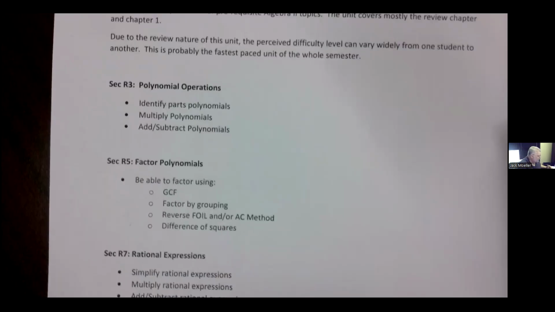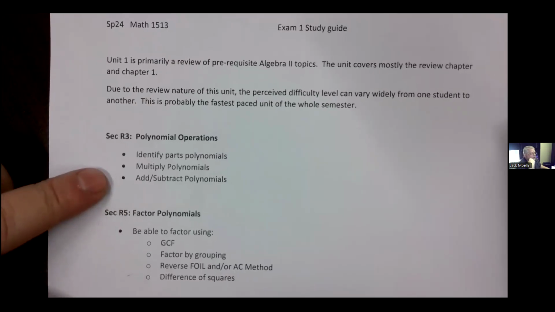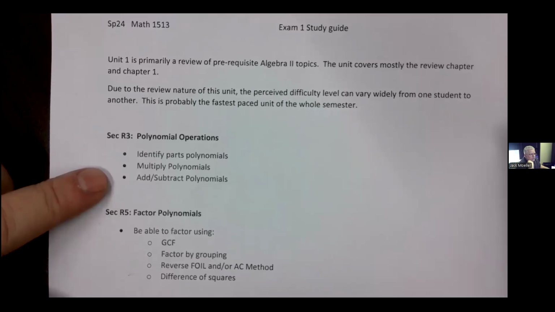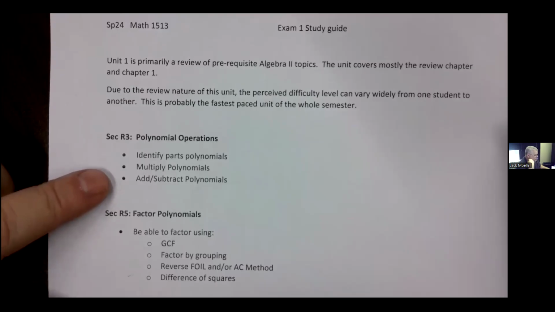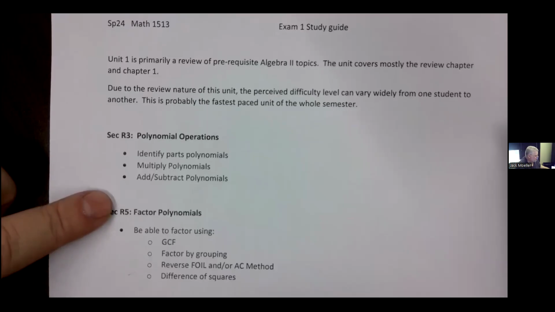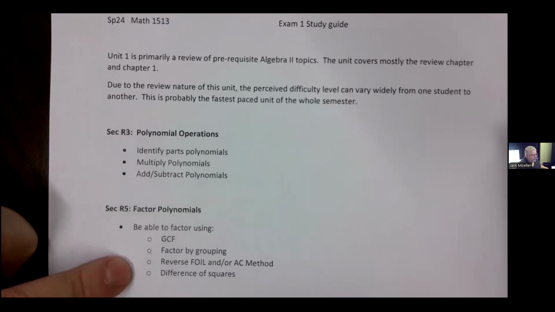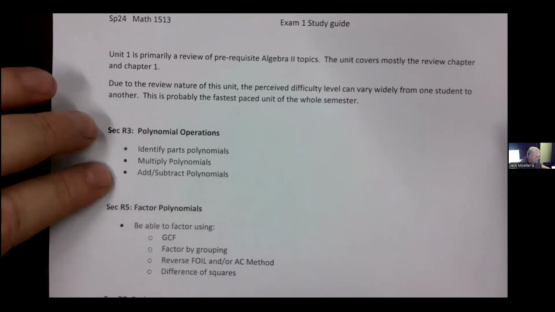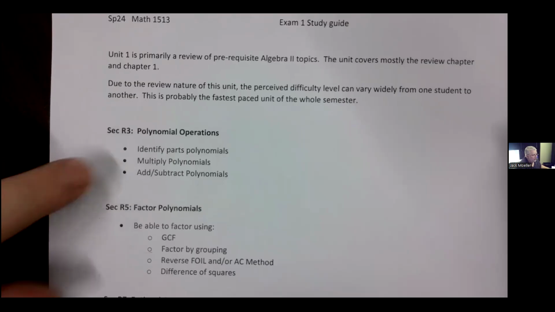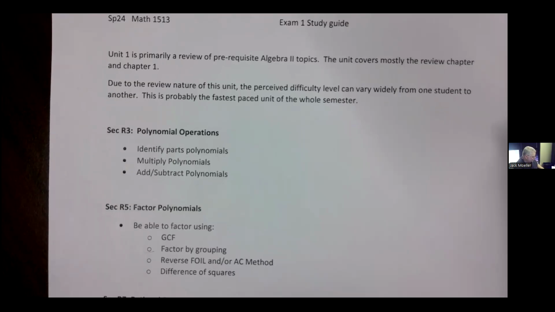But that's the big picture. What are we doing today? Today, we're just doing the R3, the polynomial operations. We're basically identifying parts of polynomials. We're going to multiply polynomials, which I will often refer to as FOIL. I use this interchangeably, even though it's not exactly the same. And then we're going to add and subtract polynomials. All of this leads up to being able to factor polynomials. So if you're iffy on this, we've got to get this addressed right away, because next week we're doing factoring, and factoring is a big topic.